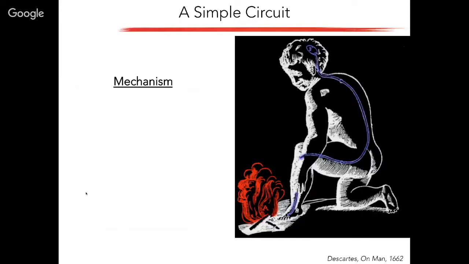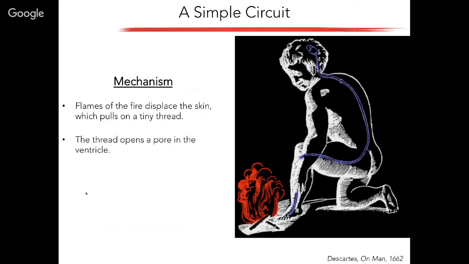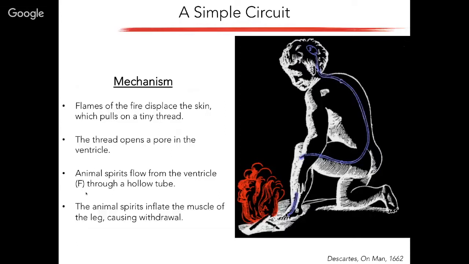And the mechanism that he proposed was that the flames of the fire displace the skin, which pulls on a tiny thread. The thread opens a pore in the ventricle, and then the animal spirits flow from the ventricle, which is labeled F on the diagram there, through a hollow tube, and the animal spirits inflate the muscle of the leg, causing withdrawal. Now, many of you may recognize that our modern interpretation of what goes on differs in some ways. We no longer believe in the precise location of the source of the animal spirits F.